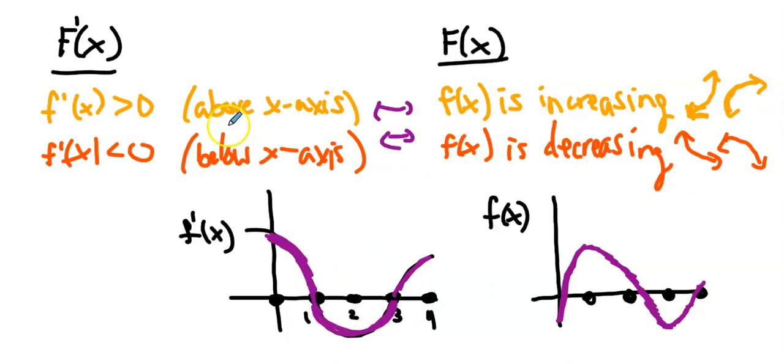So if f of x is increasing, my derivative is positive, therefore the graph will be above the x-axis. If f of x is decreasing, the derivative is going to be negative, therefore my slope is going to be below the x-axis. Okay, so let's come back in the next video and talk about some more differentiability.